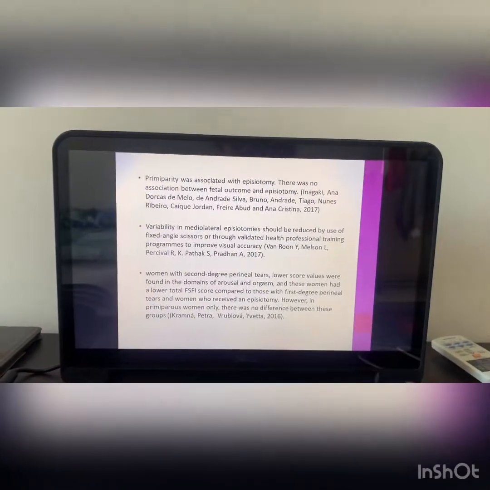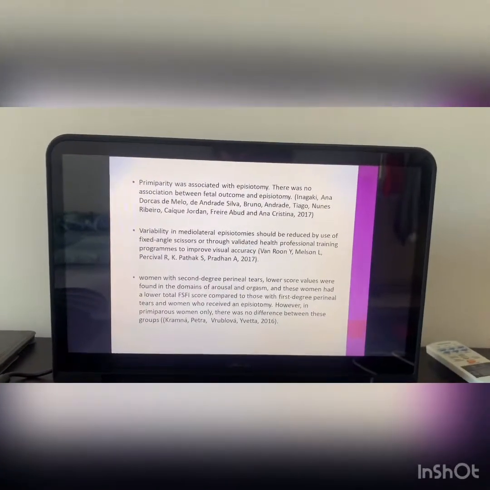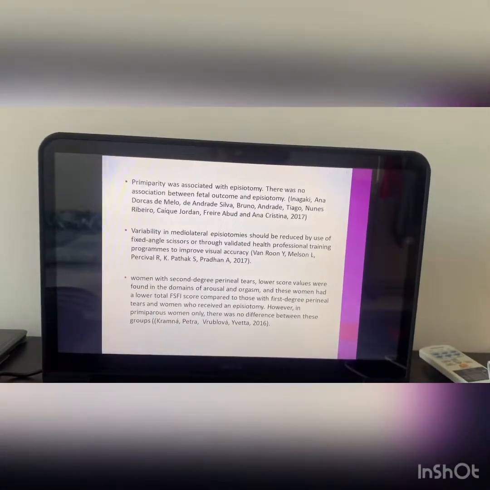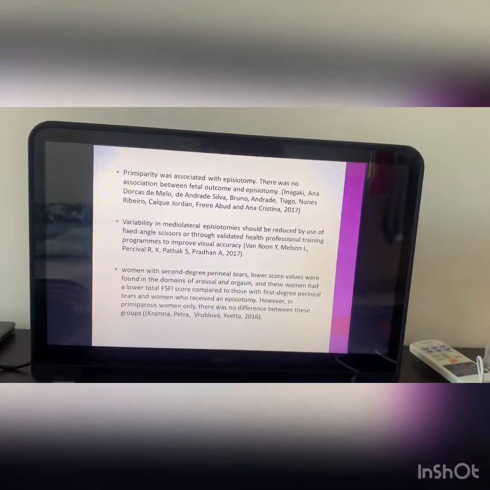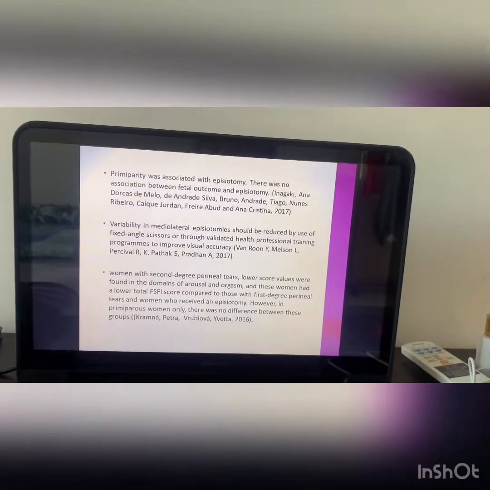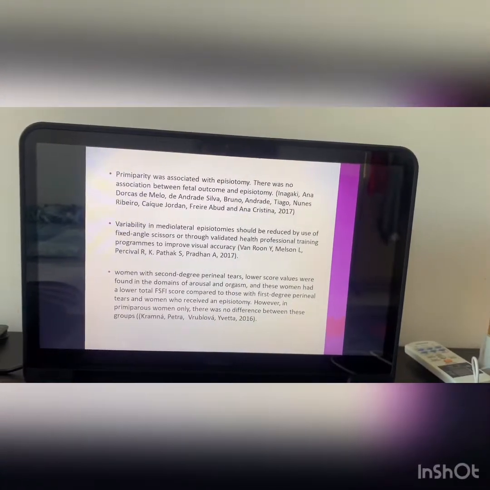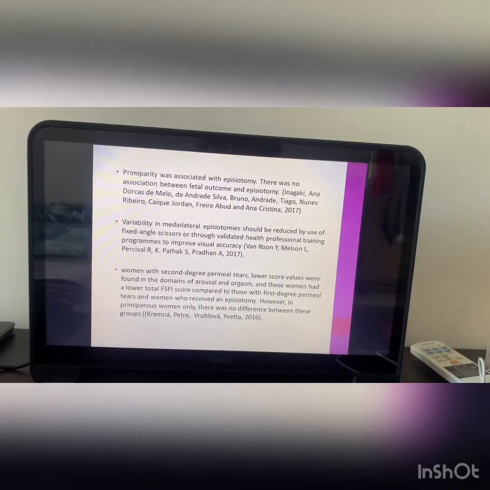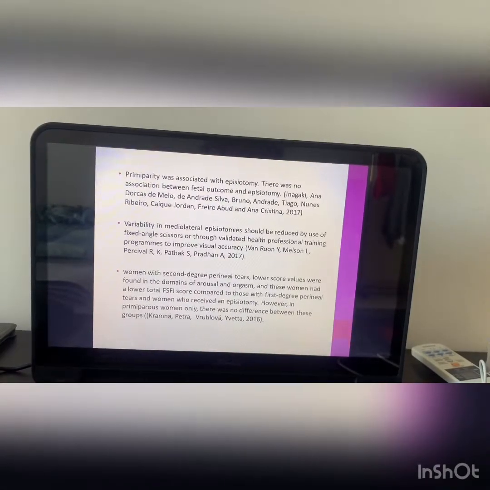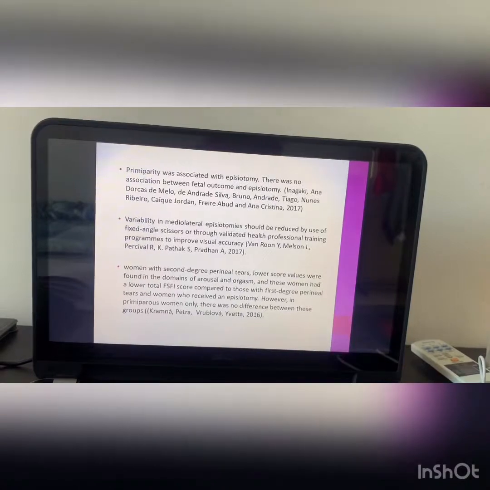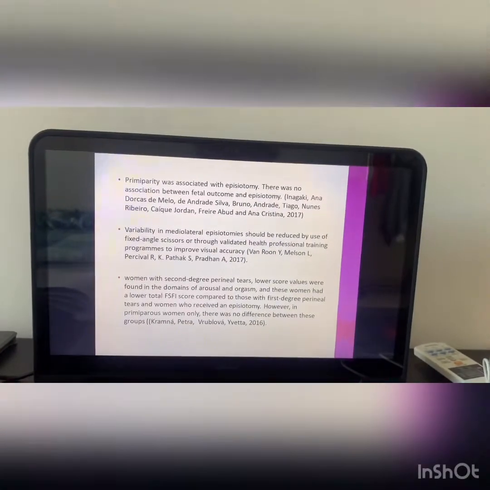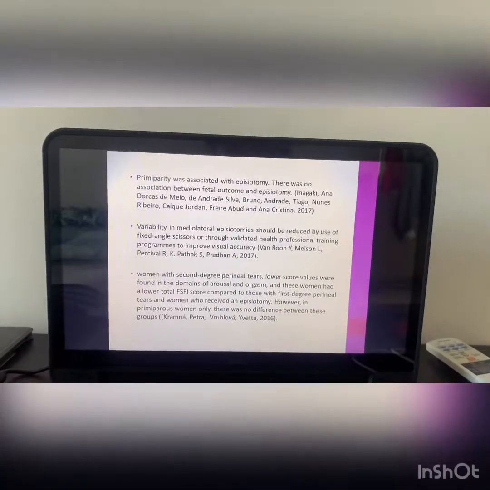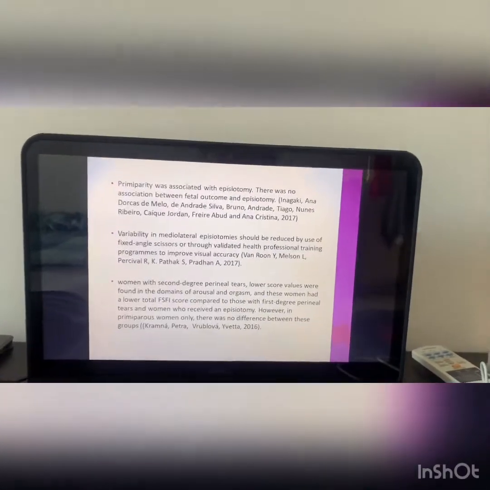As per Kramna Petra in 2016, women with second degree perineal tears had the lowest score values in the domain of arousal and orgasm, and these women had a lower total FSFI score compared to those with first degree perineal tears and women who received an episiotomy. However, in primiparous women only, there was no difference between these groups.